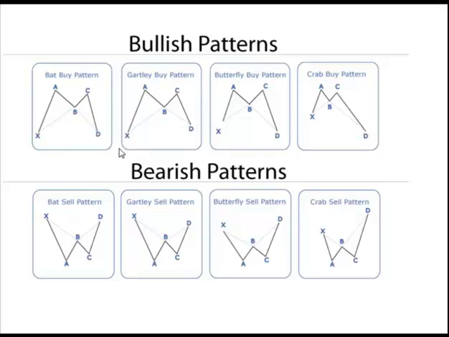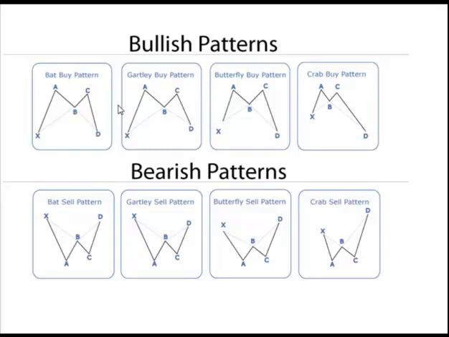You can see that we have the bullish patterns, which are the bat, the gartley, the butterfly, and the crab. And below that, we have the bearish patterns, which are essentially a mirrored image of the ones above. Okay, so like a bat, just the same as a bat, applies all the same rules, it's just reversed. Okay, so these are going to be buy patterns, and these are going to be sell patterns.